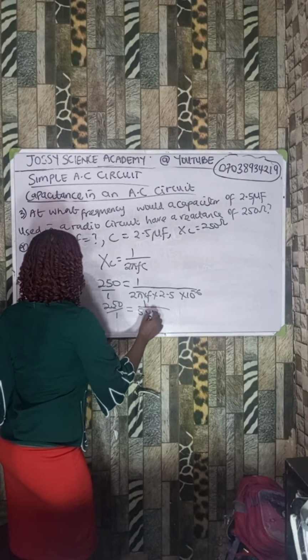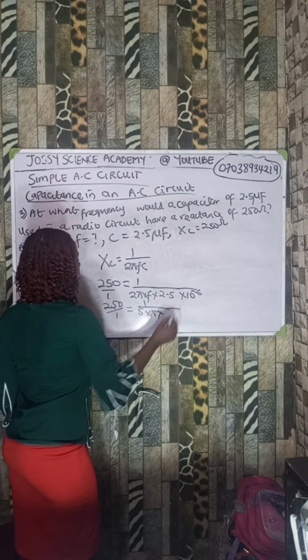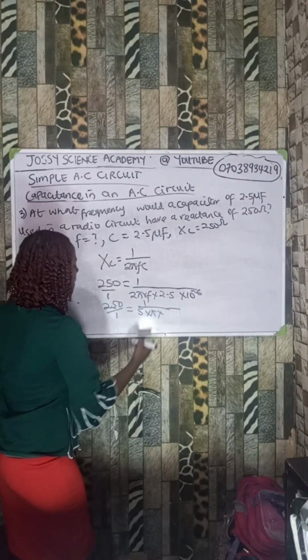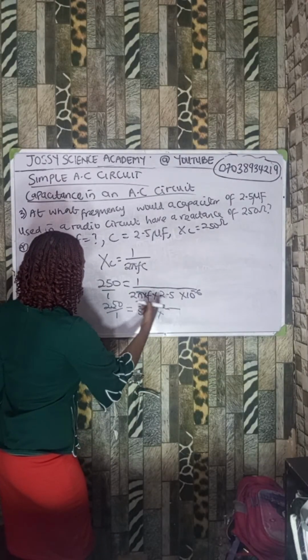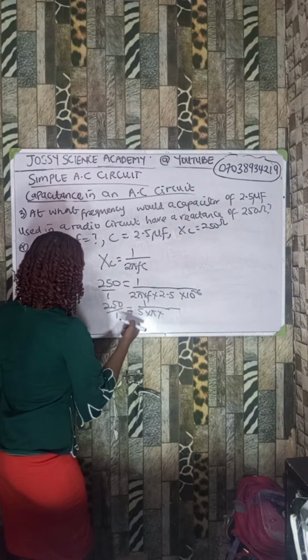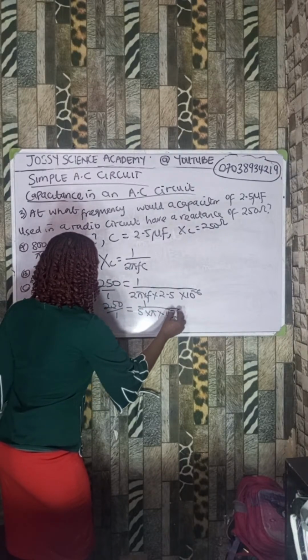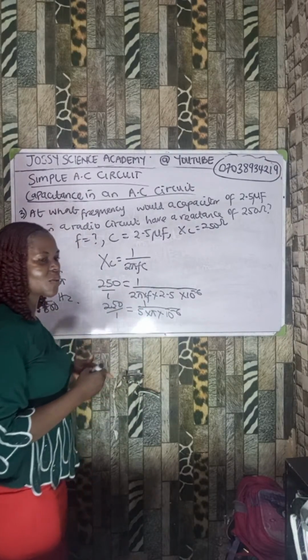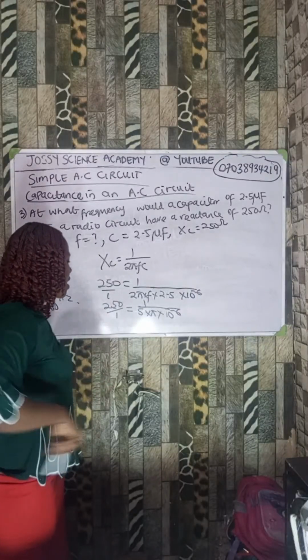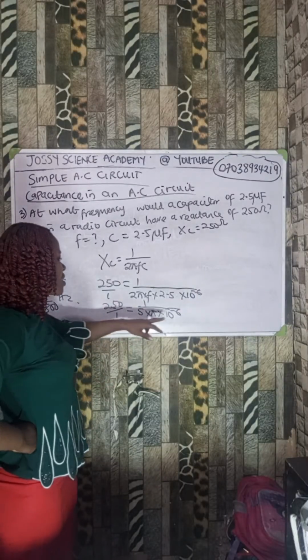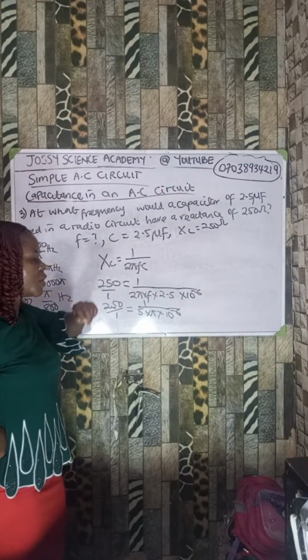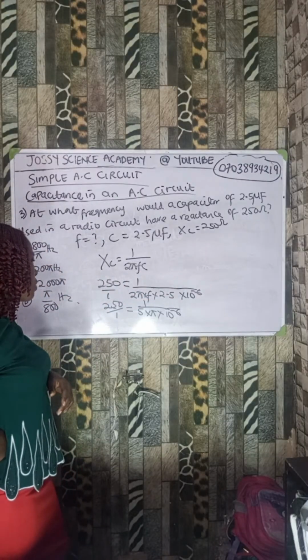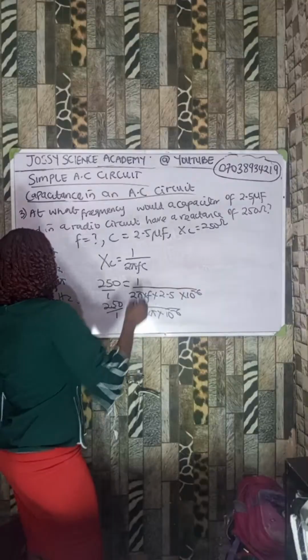Times pi times F. Now 2 times 2.5 is 5, that's why I have 5 here. Then look at the power minus 6. Because there's no calculator, you can do this to make it work. How? You can carry this minus 6 up, because it becomes a positive 6, which is 1 million. So let's go by that.